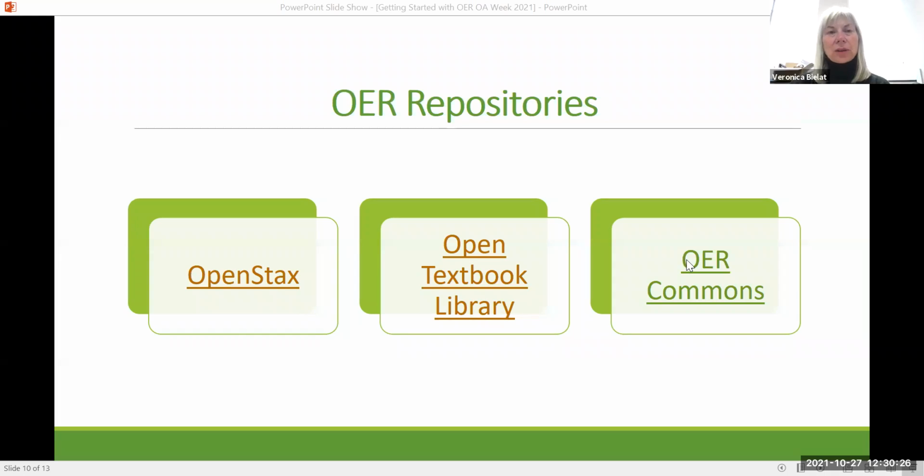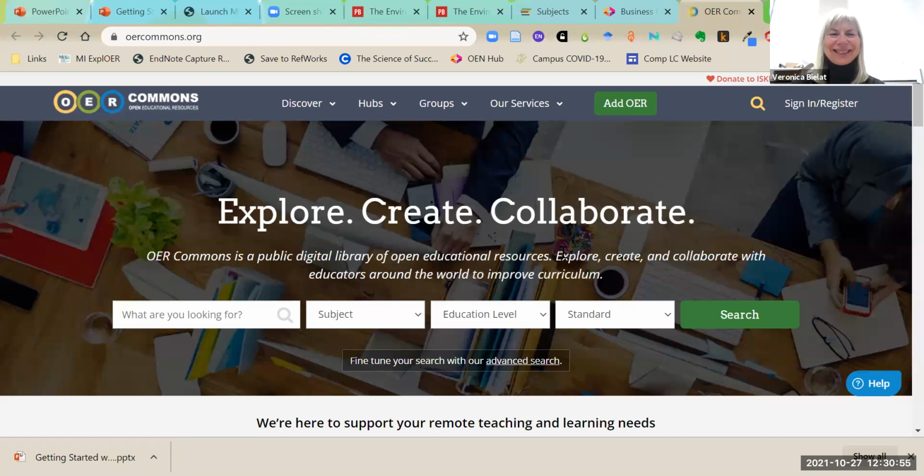Finally, another repository is the OER Commons. The OER Commons is a way to search for open content, and it goes much beyond open textbooks. It is a really nice way to locate resources. I don't do much PowerPointing in Zoom, so I'm sorry if I'm making you dizzy. So this is what the OER Commons looks like.